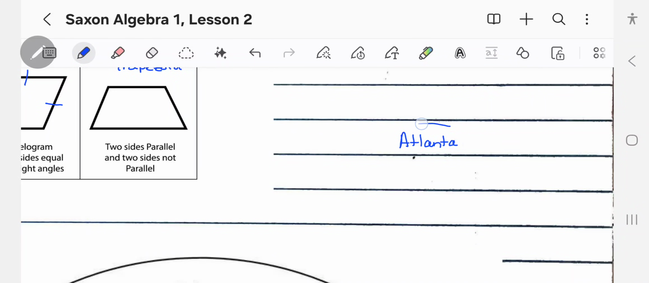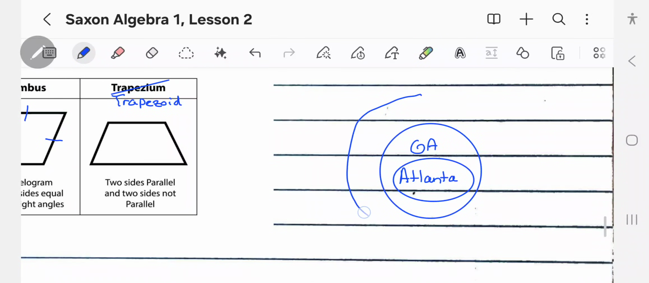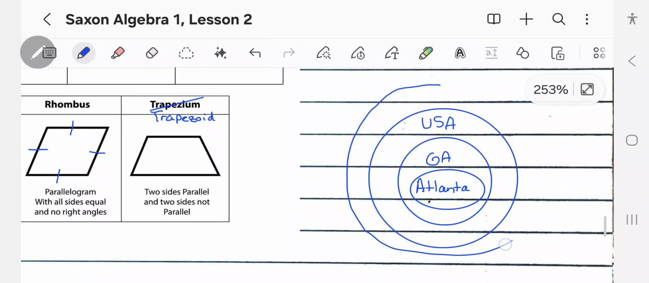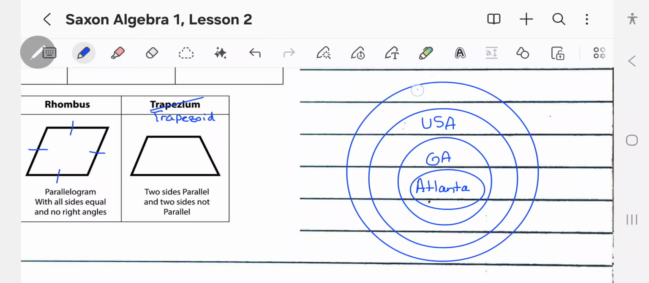Okay. Atlanta is a city. Atlanta is in the state of Georgia. Okay. And Georgia is in the United States. And the United States is in North America. Okay. And we could keep going. We could talk about the Western Hemisphere. We could talk about Earth. We could talk about our solar system, right? But I think this is enough for us to see.